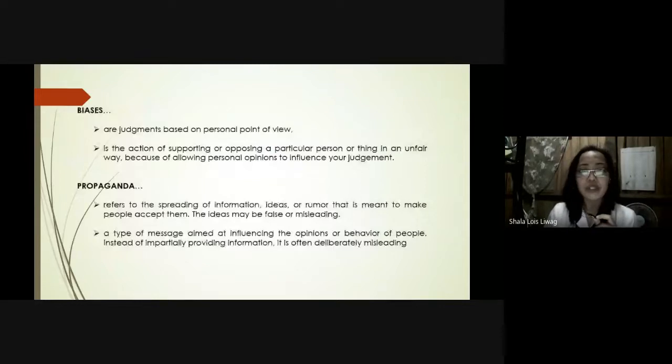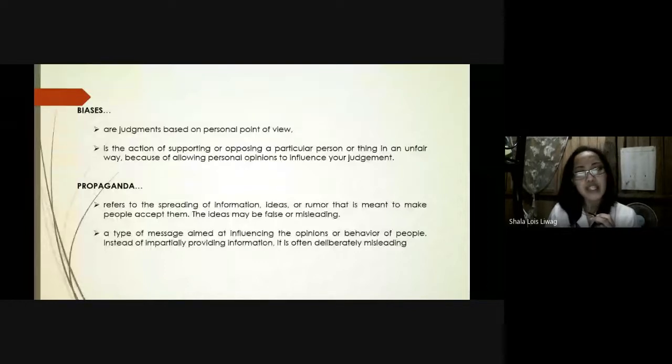biases are judgments based on personal point of view. It is the action of supporting or opposing a particular person or thing in an unfair way because of allowing personal opinions to influence your judgment. While propaganda refers to the spreading of misinformation, ideas, or rumors that is meant to make people accept them, the ideas may be false or misleading.